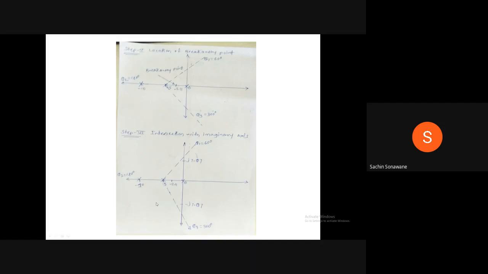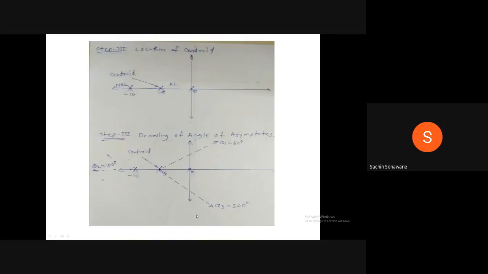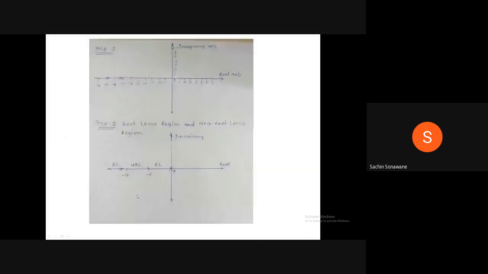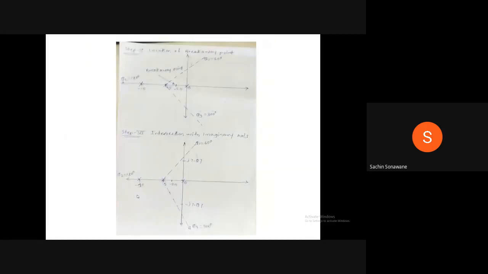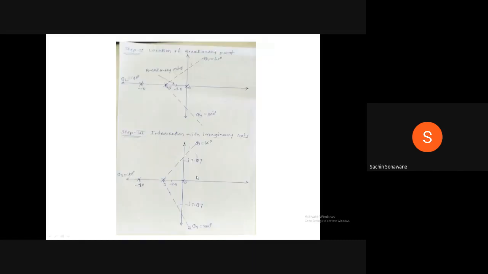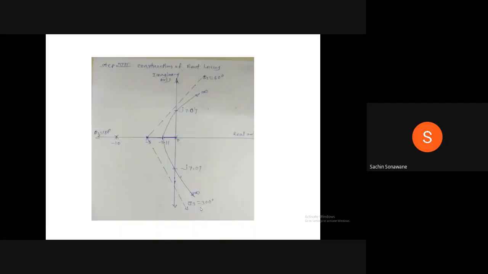Now the intersection with the imaginary axis, we have calculated these values. Intersection with the imaginary axis, s is equal to plus minus j 7.071. Therefore, you have to indicate this value on the y axis, means like this, plus j 7.07 and minus j 7.07. And now you have to draw the root locus.